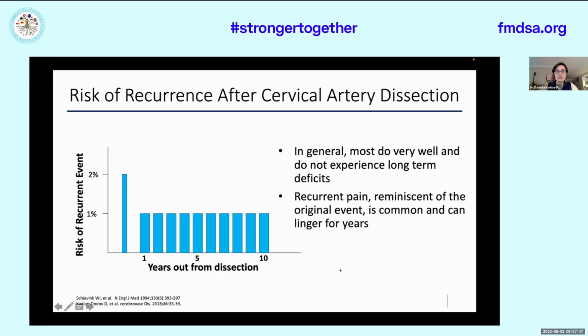When it comes to estimating the rate of repeat dissections, what we know is that the rate of repeat dissection is highest within the first month. It's about 2%. And thereafter, it's stable at 1% per year. So 1 out of 100 patients who have had a cervical artery dissection will experience a repeat dissection during follow-up. And that doesn't mean it's 10% at 10 years. It's every year, it's about 1 out of 100 patients who experiences that.